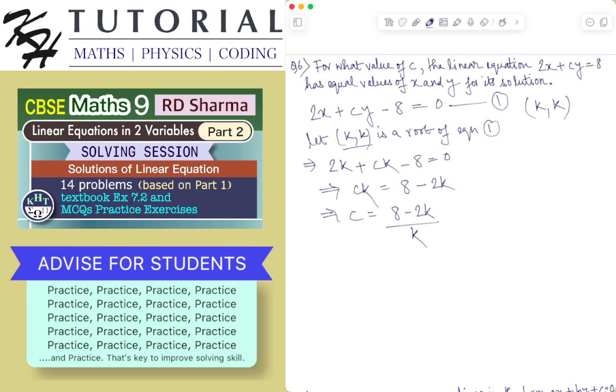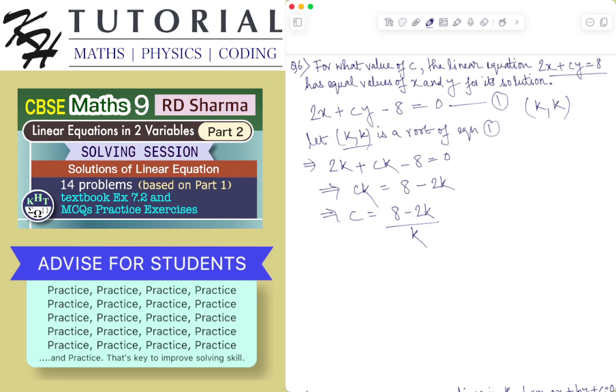For what value of c does the linear equation have equal values of x and y for its solution? Whatever the roots of the solutions of this given linear equation will be, in all the roots, the value of x and the y should be equal.